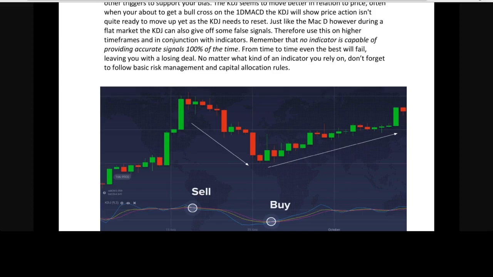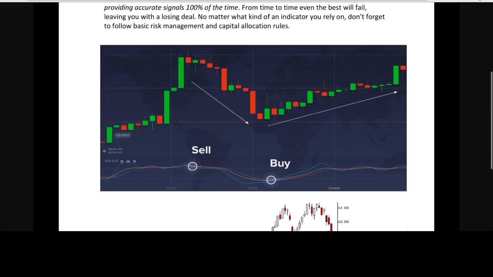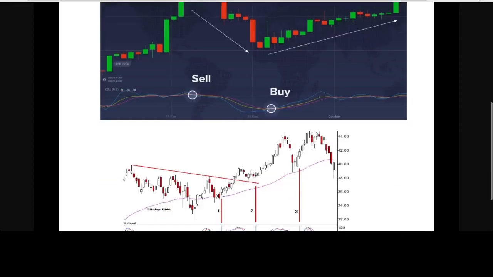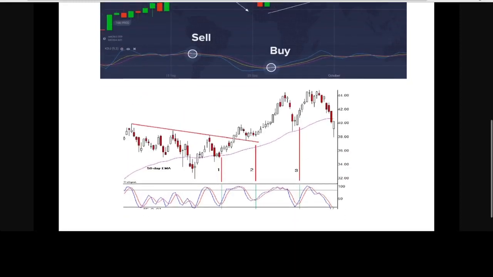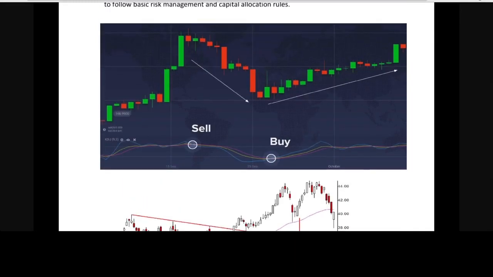No matter what kind of indicator you rely on, don't forget to follow basic risk management and capital allocation rules. So I talked a little bit about this in previous videos about risk management and knowing when to pull out and knowing when to stop, but it's important to do that in trading more than anything.